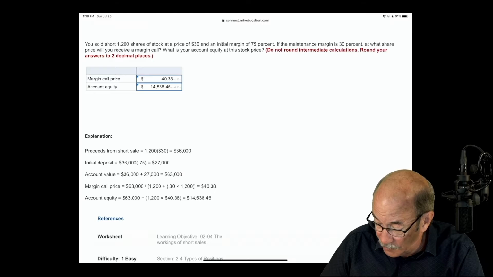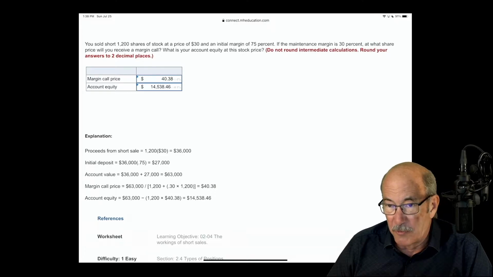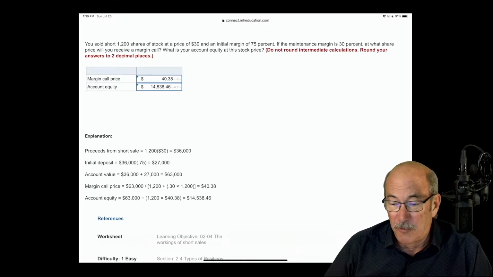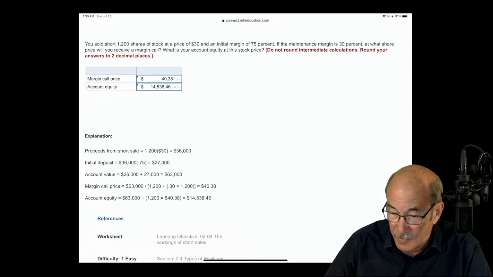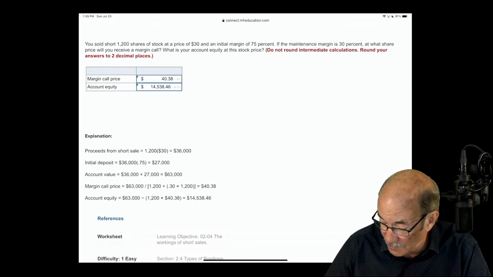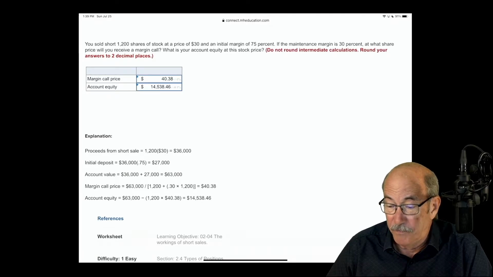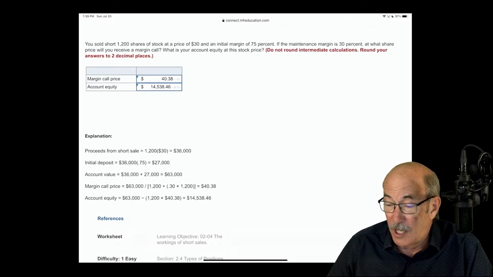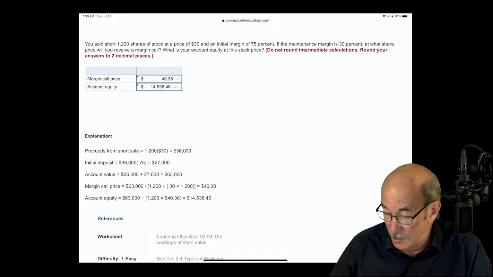All right, so we got 1,200 shares. Oftentimes a shortcut could be they may give us 1,200 shares, but if we do this on a per share basis, it depends on what they're asking. We may end up with the same answer with an easier set of numbers. So we got 1,200 shares of stock at a price of $30. Initial margin of 75%. So we're borrowing 25% effectively. If the maintenance margin is 30%, at what share price will you receive a margin call? What is your account equity?